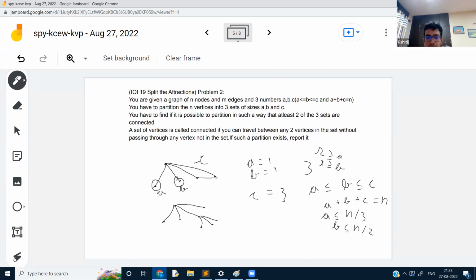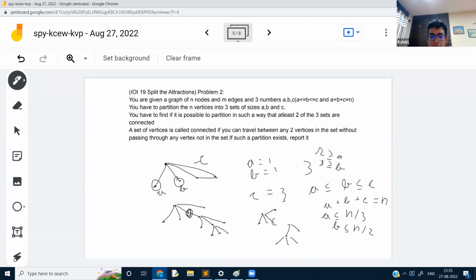So now in a tree, if we want to partition, there must be one edge such that there are nodes of one set on one side and nodes of the other set on the other side. Basically, there cannot be nodes of both sets on one side. There must be at least one such edge. I think this should be obvious since this is a connected component. Let this be a connected component, and now let this be another connected component.